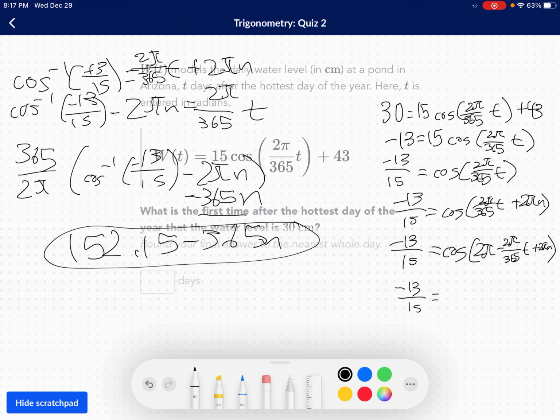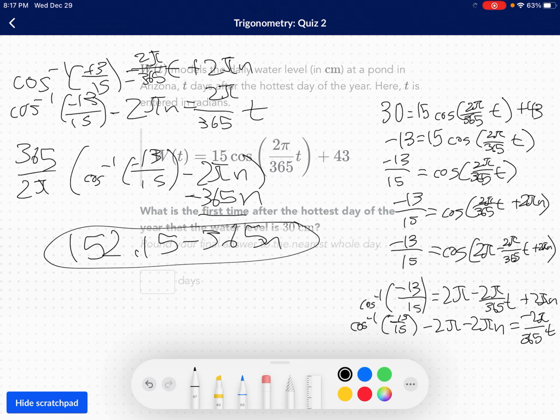So negative 13 over 15. The inverse cosine of that is 2 pi minus 2 pi over 365 t plus 2 pi n. Subtract 2 pi and 2 pi n on both sides, and you get inverse cosine of negative 13 over 15 minus 2 pi n equals negative 2 pi over 365 t. And then you multiply by the reciprocal of that on both sides to get just t, and then I'll just enter it in the calculator. Wait, this over here is plus 365 n.